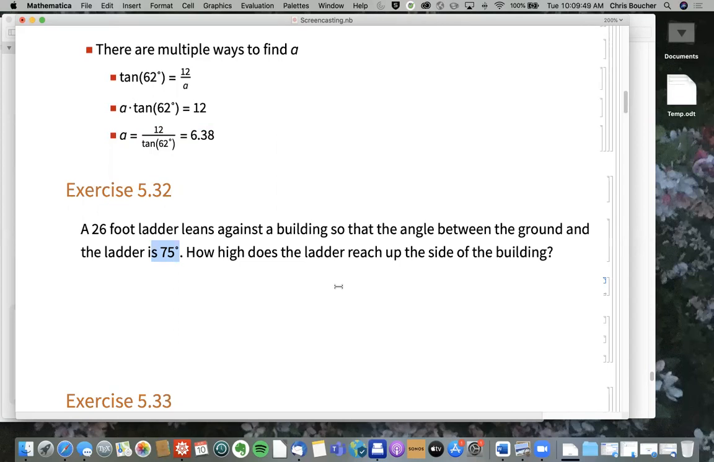Okay, when faced with any word problem, a good thing to try is to draw a picture. Some problems don't lend themselves well to pictures, but if you can draw a picture, it's almost always a good idea. And here we can draw a simple picture.